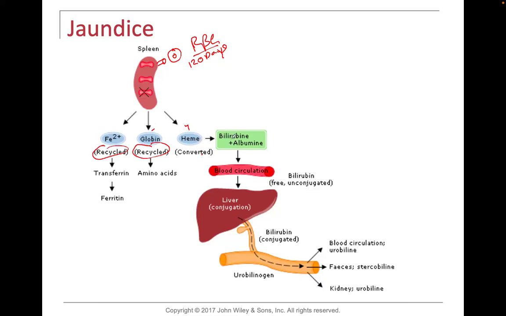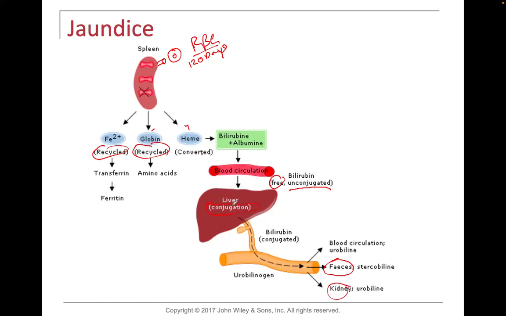So when heme gets converted, it's broken down into bilirubin, which is bound to albumin, which is another transport protein. It gets pulled into the blood, and we have bilirubin that's free, unconjugated. And the liver's job is to conjugate it. What that means is when the liver conjugates bilirubin, it means that it's making it water soluble. When it's water soluble, you can get rid of it through bowel movements or through the kidneys, urination.